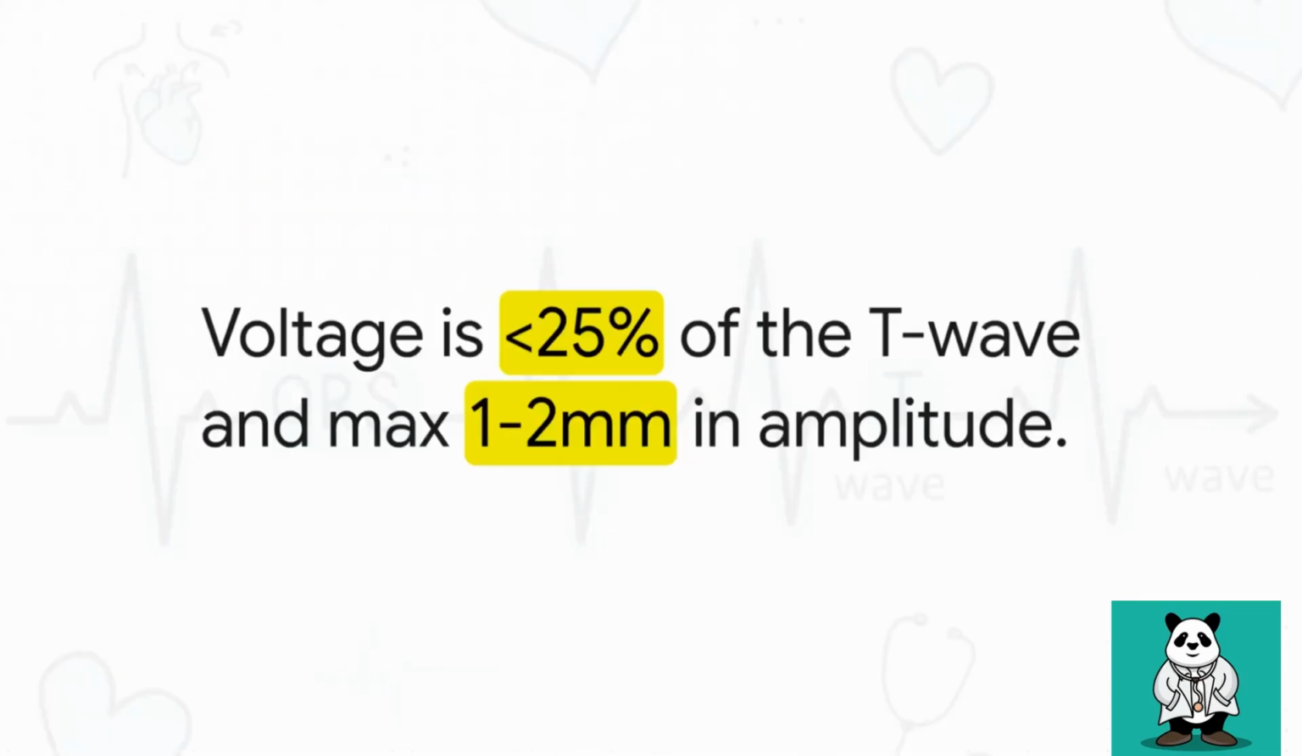Okay, what about sizing rules? A normal, healthy U wave goes in the exact same direction as the T wave right before it, and its height? It should strictly be less than 25% of that T wave's voltage, topping out at just 1 to 2 millimeters in amplitude. If it's disproportionately large, well, we've got a major problem on our hands.